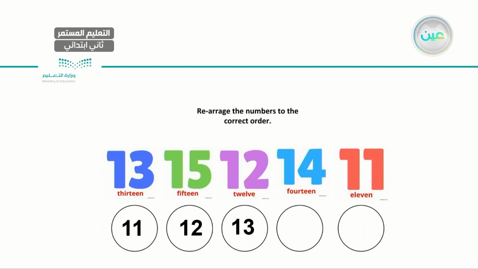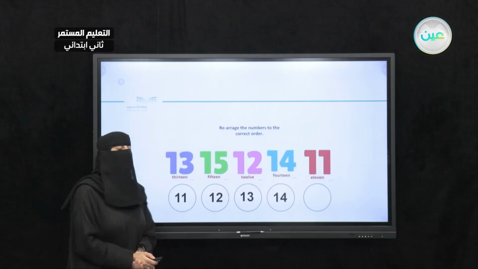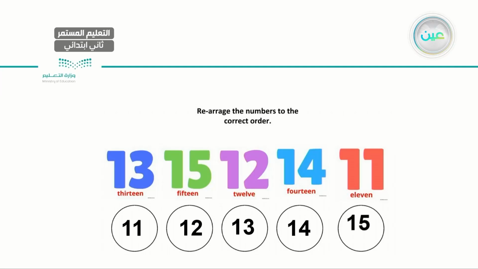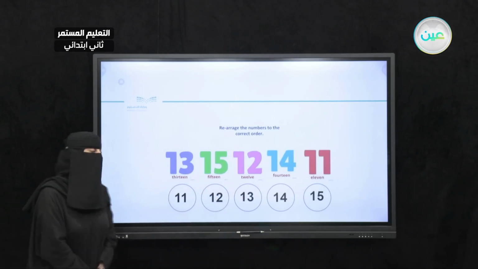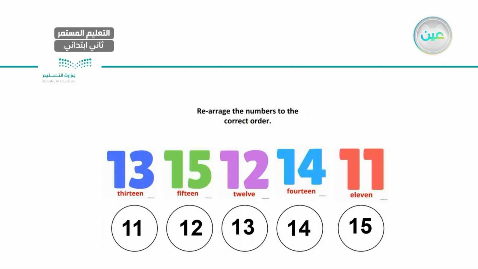Very good, very good. What comes next? What's the number after 13? I have number 14. Very good. And next, what do I have? I have number 15. Very good. So after we've arranged the numbers, let's read them one more time. 11, 12, 13, 14, 15. One more time. 11, 12, 13, 14, 15. Very good, very good. So these are the numbers.